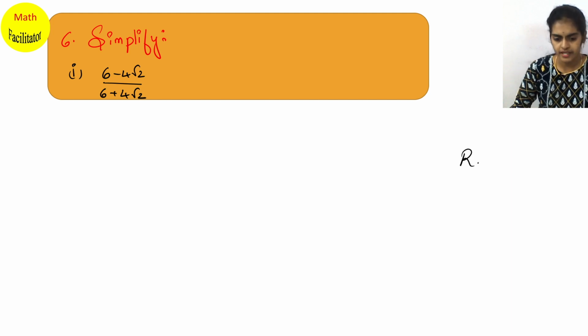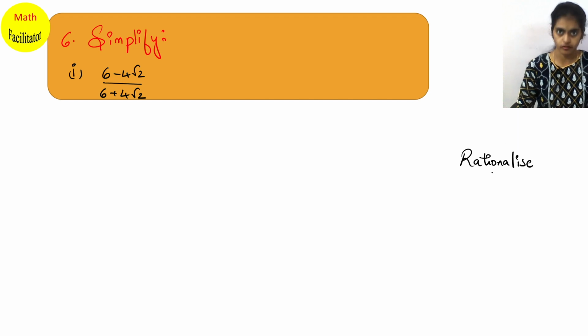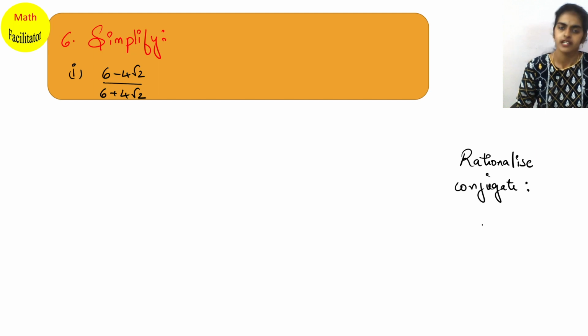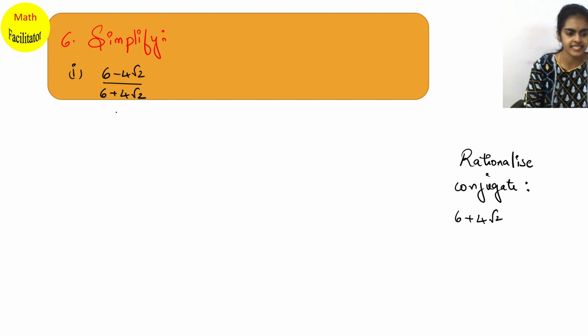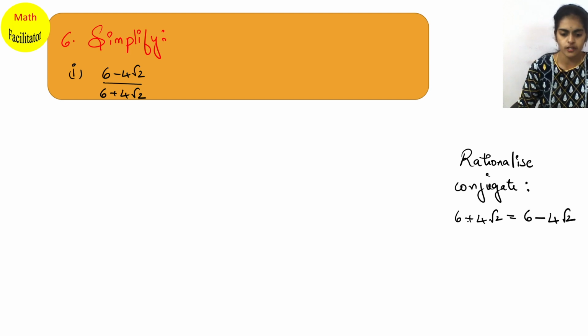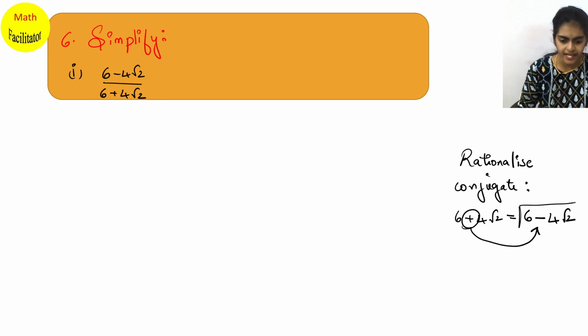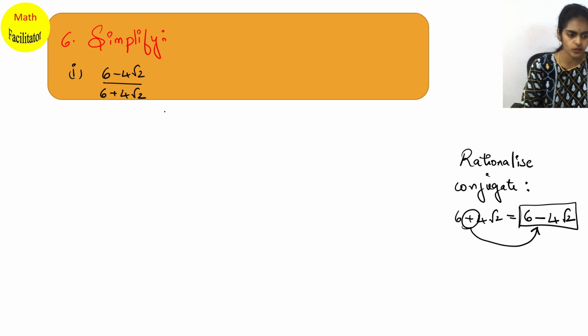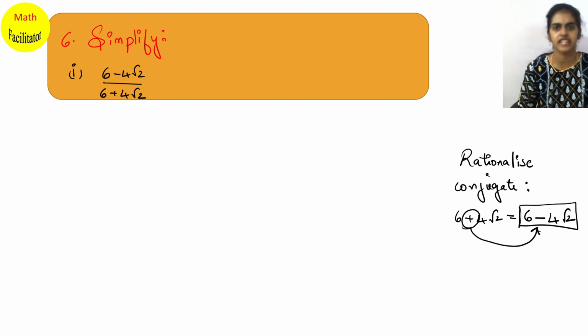I told you, whenever you rationalize the denominator, you will take the conjugate of it. Now what is the meaning of conjugate? We have learned this in the earlier video. The denominator is 6 plus 4 root 2, so the conjugate of 6 plus 4 root 2 is nothing but 6 minus 4 root 2. If you have a plus sign here, you change it to minus, and you multiply and divide with this conjugate. So this particular term you will multiply and divide with this conjugate. That is the meaning of rationalizing the denominator.